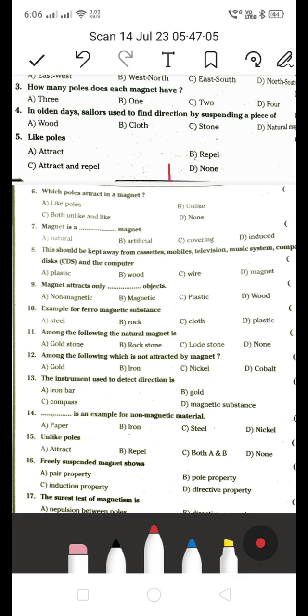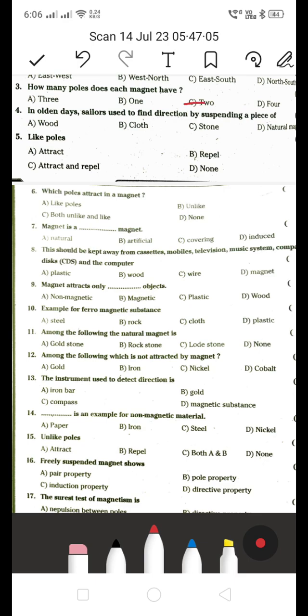How many poles does each magnet have? A 3, B 1, C 2 or D 4. Which is the right answer? Each magnet has 2 poles. This is the right answer, C.